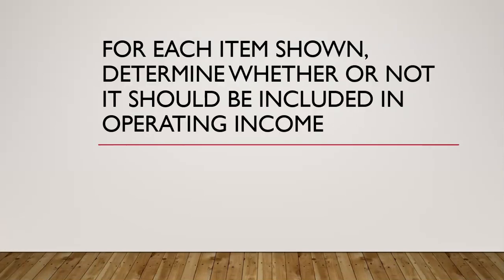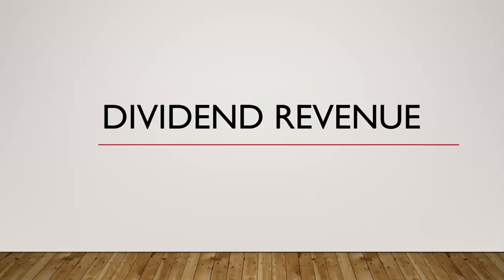For each item shown on this slide, determine whether or not it should be included in operating income. The first item we have here is dividend revenue. Should that be included as part of operating income or not on the income statement? If you want to, pause the video here so that you can come up with your own answer before I review the answer on the next slide.